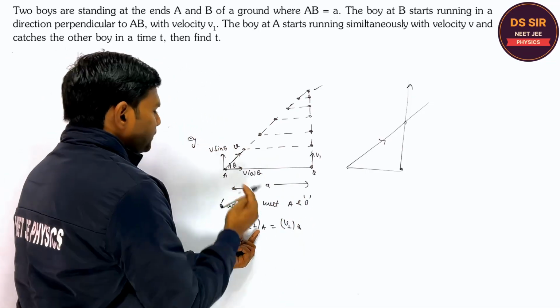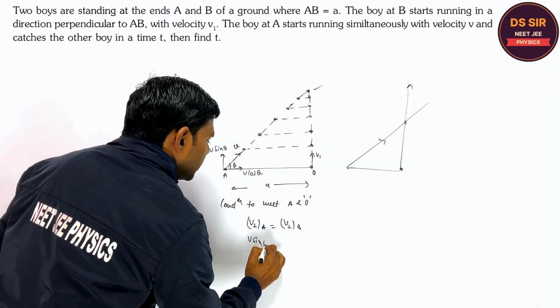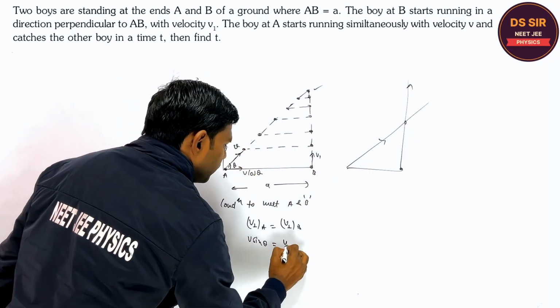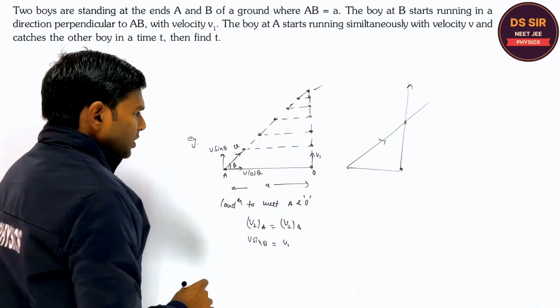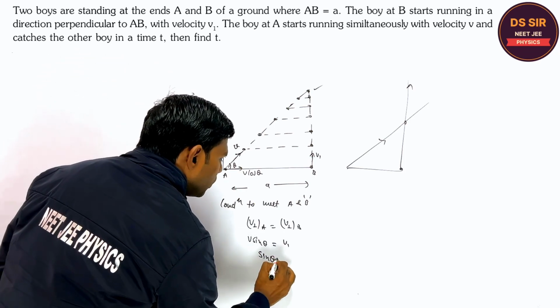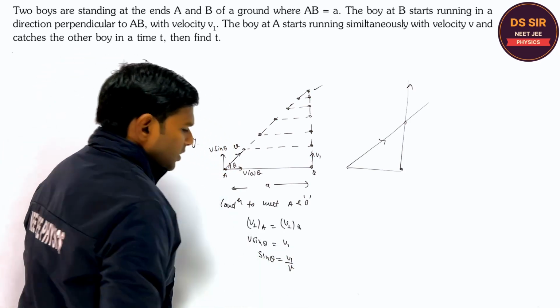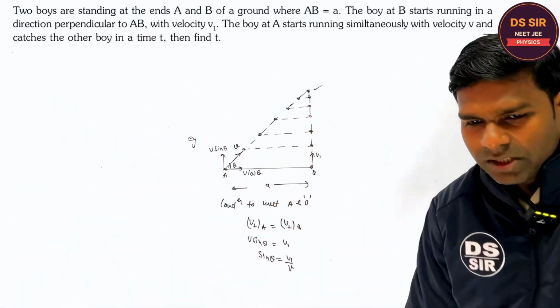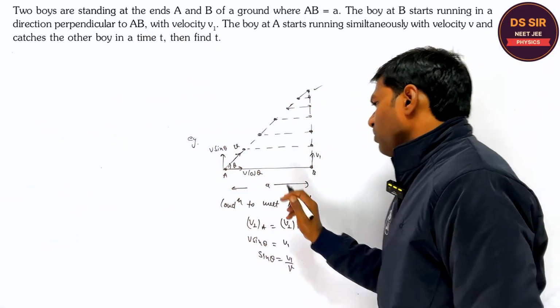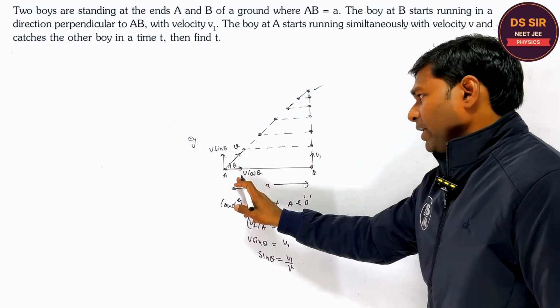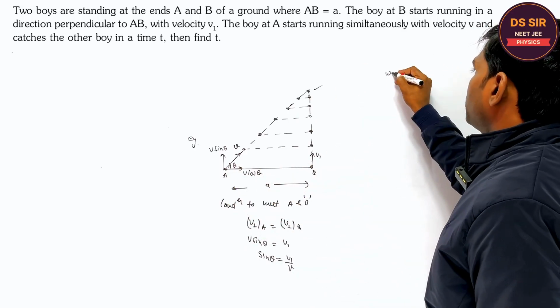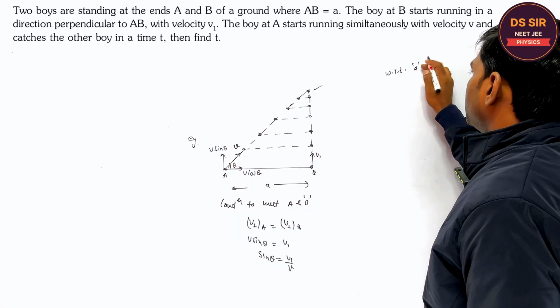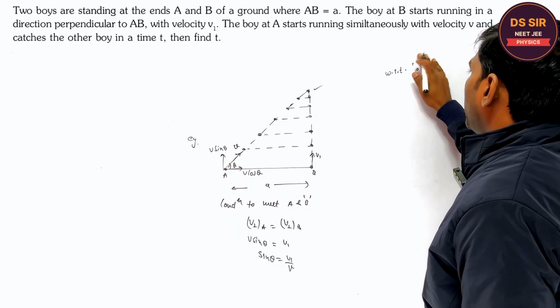What is the VA? V sin theta. And this is what only? V1. Is it clear or not? Right. So sin theta must be equal to what? Say V1 upon V. This is the one thing. Fine. Now, if the separation is A, they are asking after what time they will meet. If they find with respect to A, with respect to B, are you getting or not?